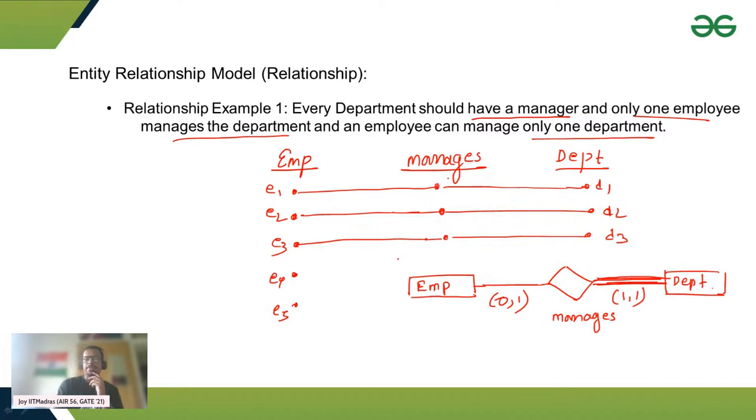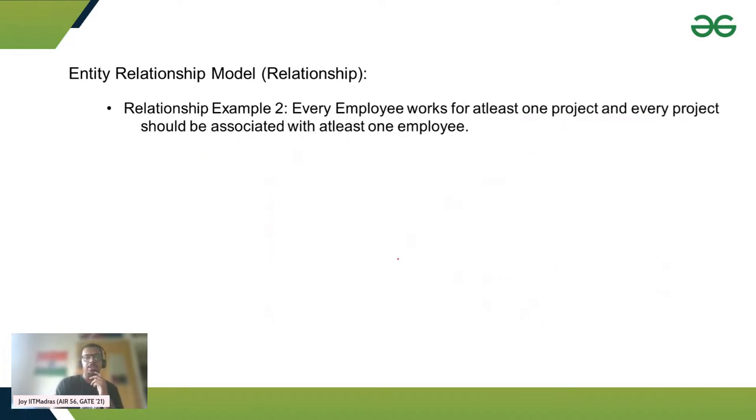Fine, let's move to the next example. The next example says that every employee works for at least one project, and every project should be associated with at least one employee. That means it applies from both sides. Just read the question once, and I'm making the broader diagram.